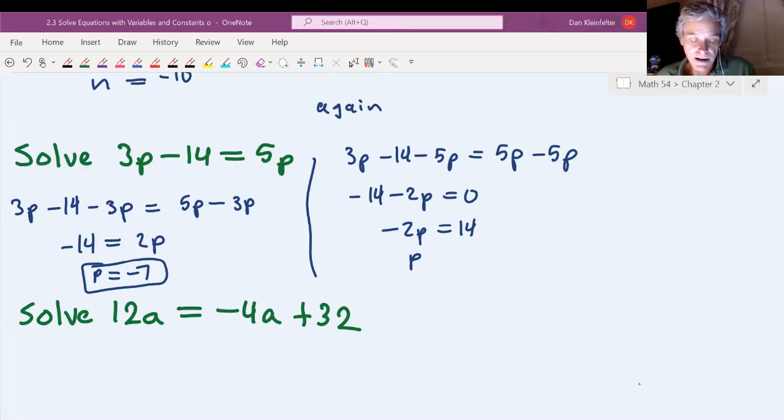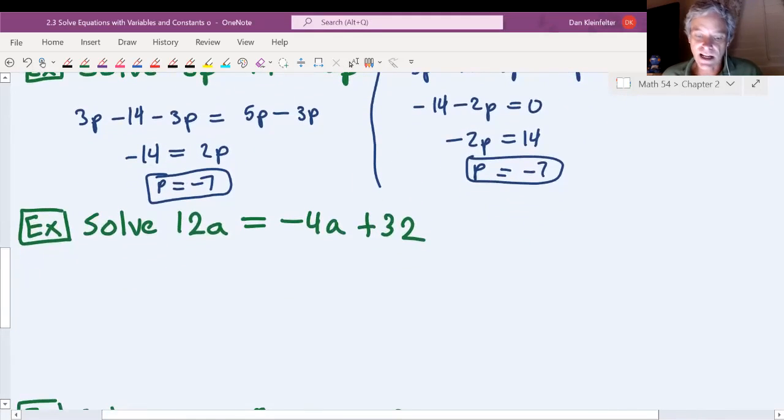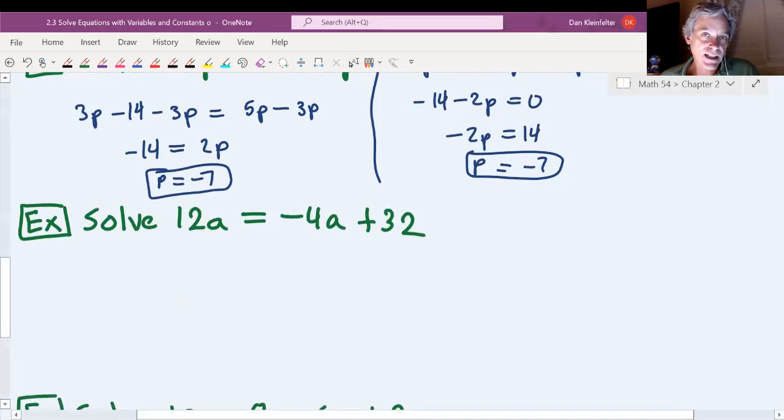So backing up just a hair, negative 14 minus 2p is 0. So I added 14 to both sides. Then if we divide through by negative 2, 14 divided by negative 2 gives the same negative 7. So the point for this is that you can take different steps and achieve the same results. Okay, and a lot of times there's personal preference. Some people like to not have negative coefficients. Some people like to have always the variable on the left. It's up to you as long as you don't end up moving things around forever and never finishing.